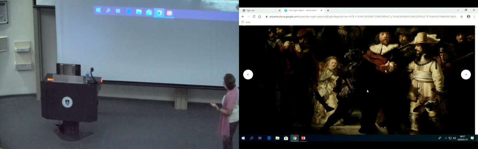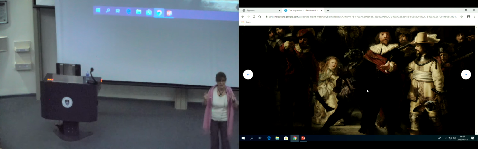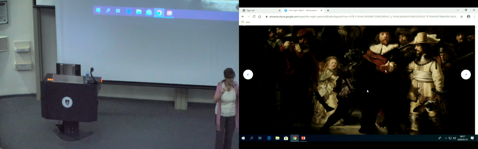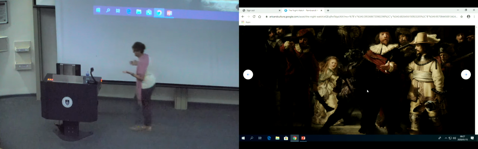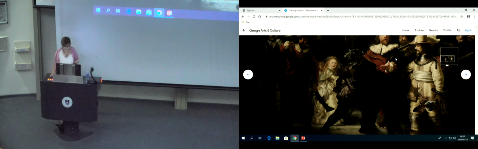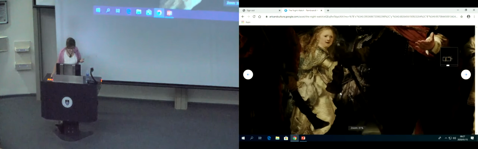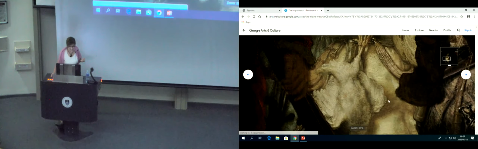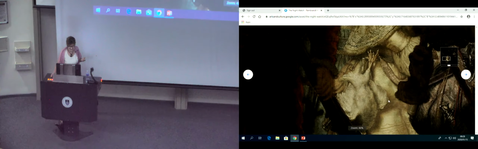Because not only is she wearing this golden dress that makes her sort of sparkle there in the middle of this dark scene, but also she has a chicken hanging from her waist. A whole chicken. Okay? Look at the chicken. You can only see this on Google Art. Look at that.